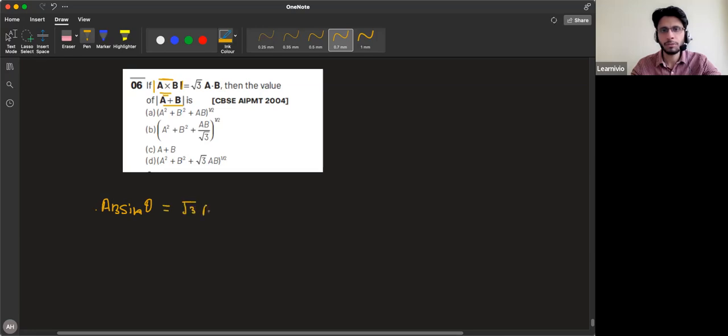A dot B will be AB cos theta. So the next step, you can just cancel this AB with AB. And you will get sin theta divided by cos theta is equal to root 3. So we'll get tan theta is equal to root 3. So we'll get theta equal to 60 degrees. So this is how we calculated the angle between the vectors. Memuna, is it correct now?